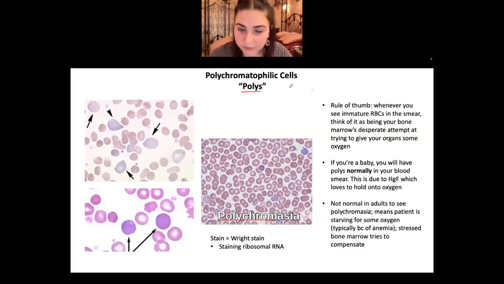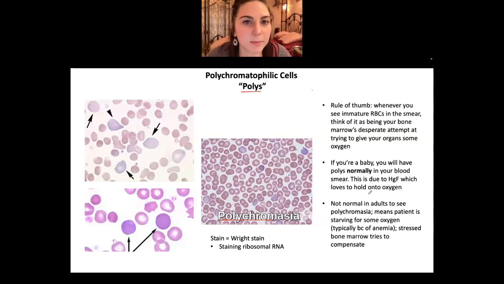So for whatever reason, the red cells are not carrying oxygen effectively, or something's going on where they're not carrying enough oxygen. So if you see these blue looking cells, polychromatophilic, they're basically just blue cells, which are here. These are just immature red cells.